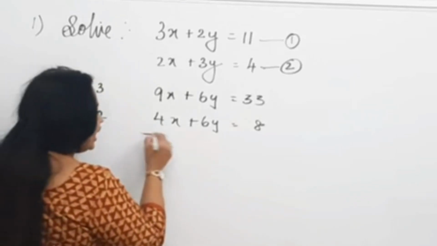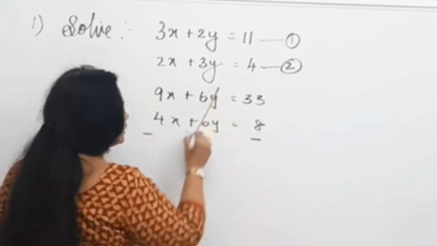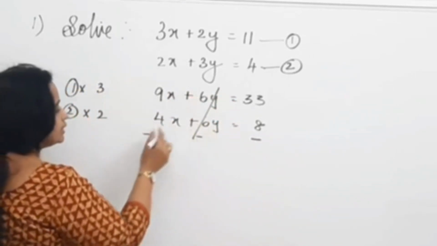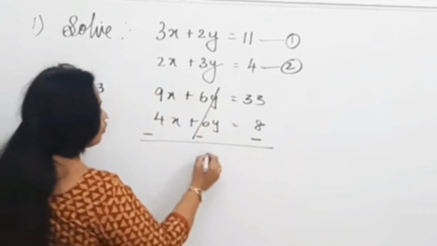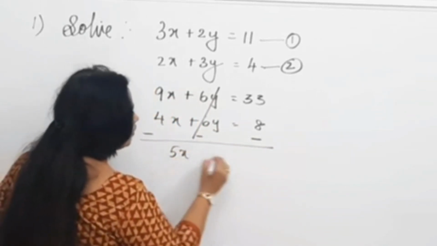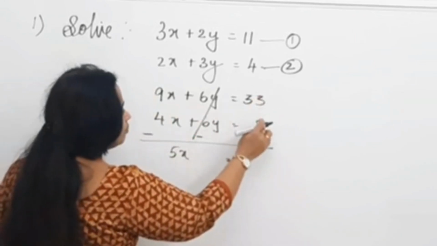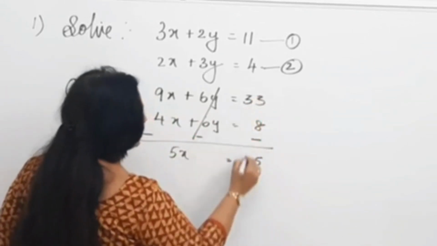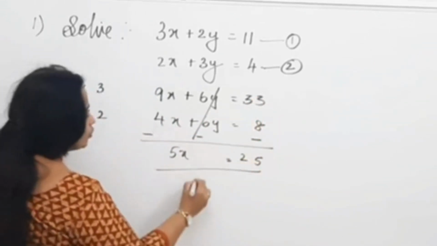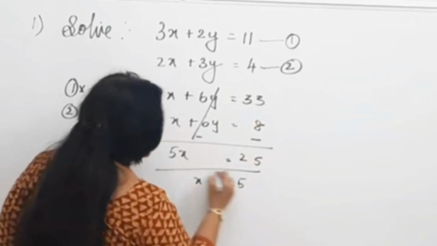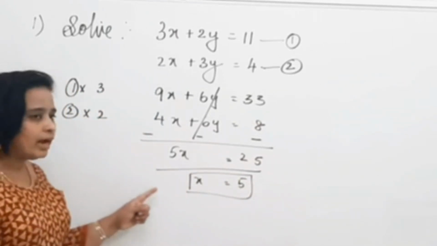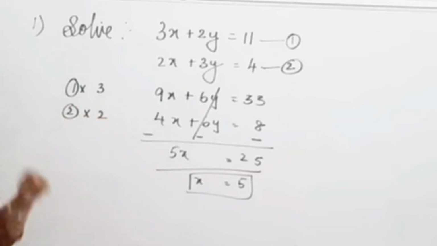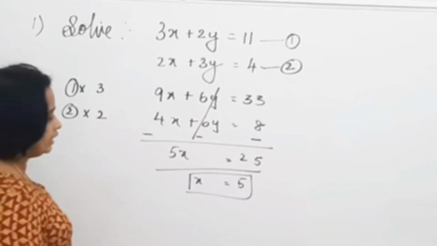Now I would change my symbol to get it cancelled. Plus 6y minus 6y gets cancelled. So I'm left with 9 minus 4, which is 5x, is equal to 33 minus 8, which is 25. So x is equal to 5. I got my x value. Now this value, let me go and substitute in any one of the given equations.